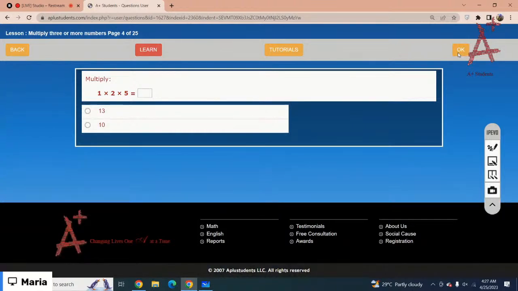Okay, the next one is 1 times 2 times 5. So which is the correct option? 1 times 2 is 2, and 2 times 5 is 10. Yes, very good. That would be 10.